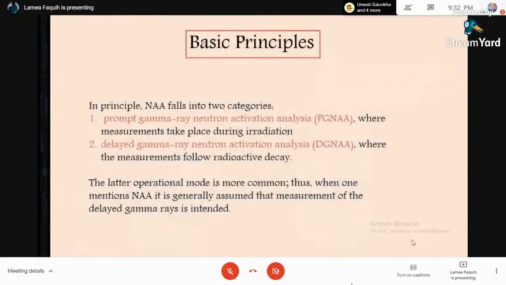So there are two basic principles for neutron activation analysis, NAA. One is prompt gamma ray neutron activation analysis, where measurements are taken during the irradiation. The second is delayed gamma ray neutron activation analysis, where measurements happen after the whole decay takes place. I'll explain both of them individually in the later slides. Delayed gamma ray neutron activation analysis is the most common technique, and we mostly use that.